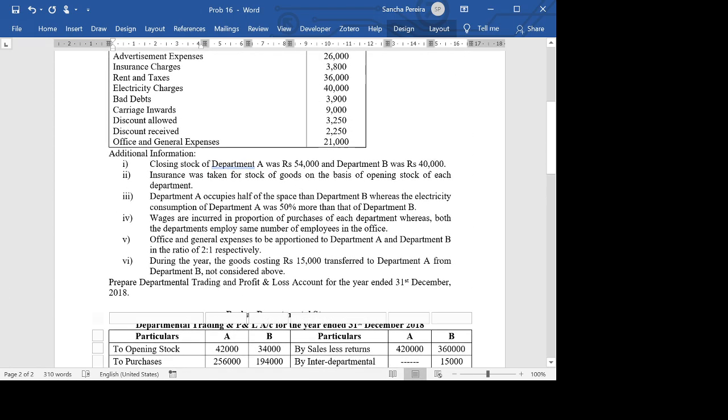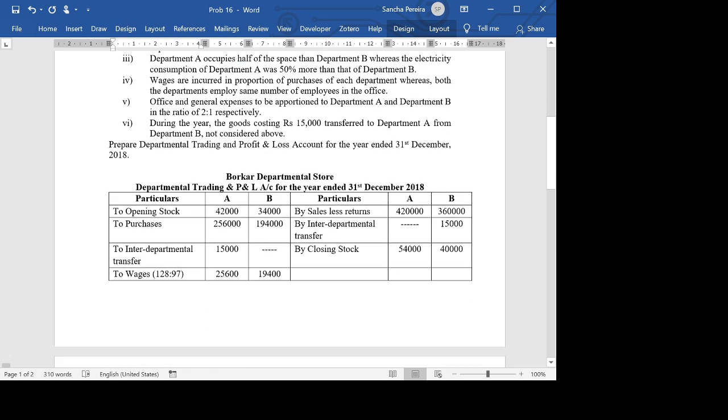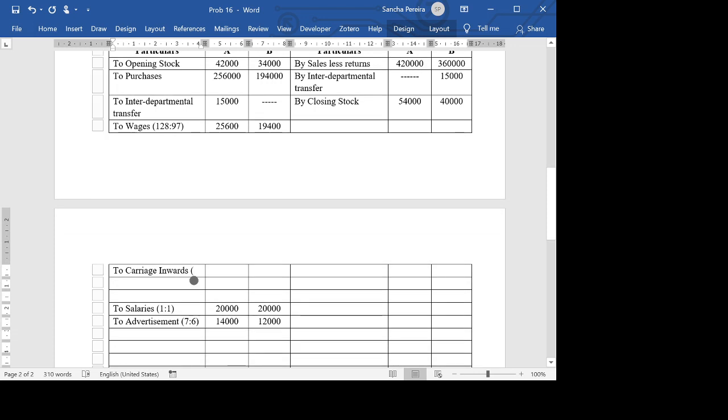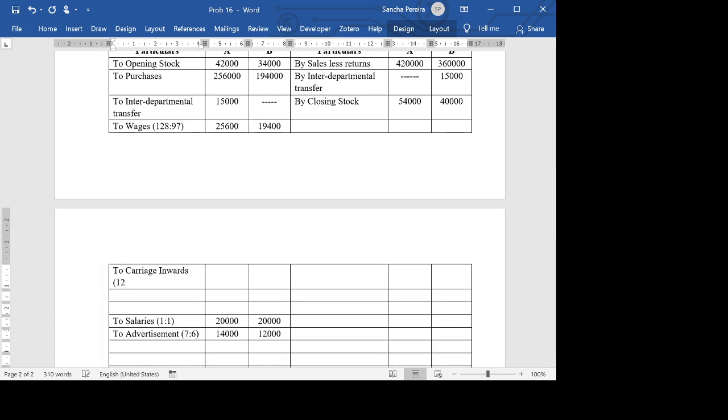Now carriage inwards, also nothing has been told to us. So carriage inwards is related to purchases. So the ratio of purchases only will be taken, which is 128 is to 97. So if I divide carriage inwards in that ratio, I will get 5,120 and 3,880.